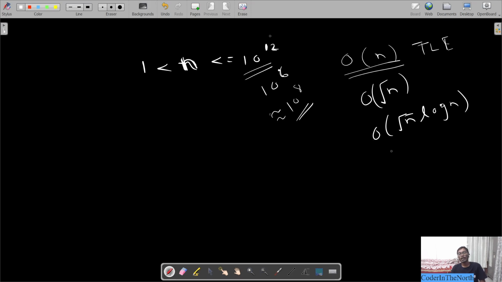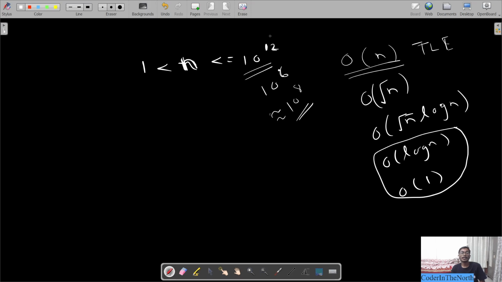Another option is directly doing it in log n, or even O of 1. But we really don't know if there is any algorithm to solve this problem with this time complexity. We can try this.